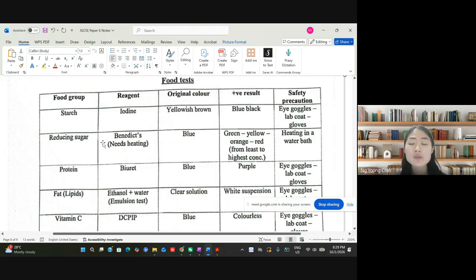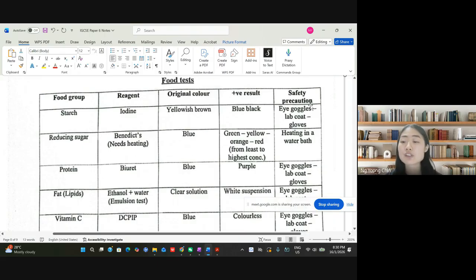Okay, for reducing sugar, just remember, if you conduct any experiment related to the Benedict's solution, you need heating. How do you heat them? Just put them in the water bath, and you need to warm up the water bath with the Bunsen burner. It requires only slight heating, not to boil them, okay? Just to allow them to reach about 60 to 70 degrees Celsius. The original color of the Benedict's solution is blue. If there's a presence of reducing sugar, it depends on the concentration of reducing sugar, so the color changes from green, yellow, and so on.